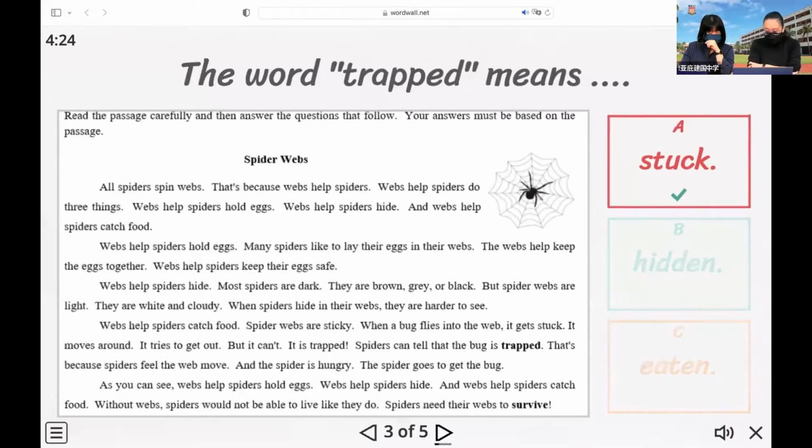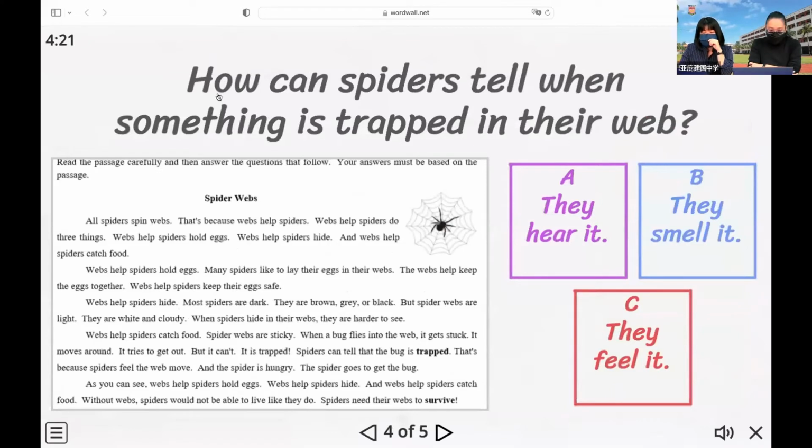Okay, very good. Now we have the fourth type of question, how. From the second last paragraph, you scan through it quickly. How can spiders tell when something is trapped in their web? They feel it. Yes, very good. Here, we read it. Actually, some may say they smell it. Actually, from this kind of question, the answer is always inside the text.